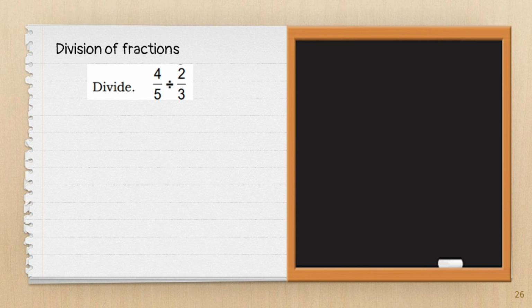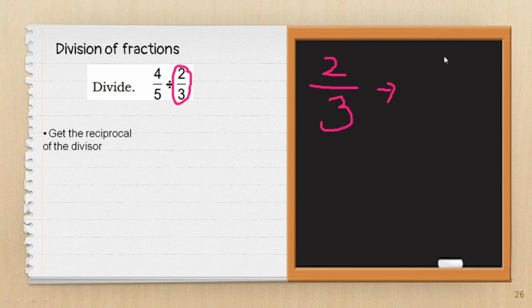Division of fraction, I have here divide 4 over 5 divided by 2 over 3. Ano daw gagawin natin? Una ay to get the reciprocal of the divisor. Ang divisor natin dito ay yung 2 over 3. Kunin daw natin yung reciprocal niya. So, ang reciprocal ng 2 over 3, pabaliktarin lang natin. That's 3 over 2. So, pag nabaliktad na natin, ang mangyayari ay magiging multiplication yung operation natin. Instead of division, since binaliktad natin yung 2 over 3, naging 3 over 2 siya doon, magiging multiplication na siya instead of division.